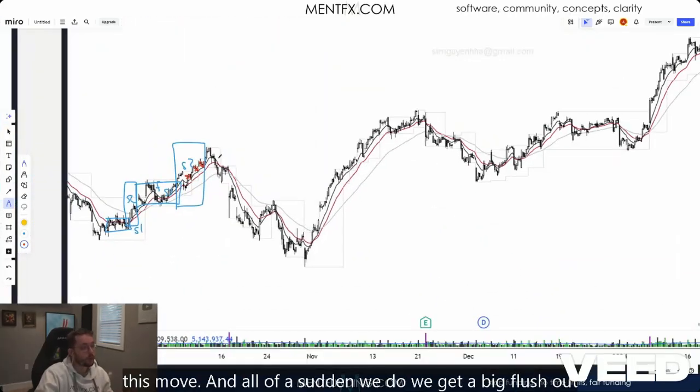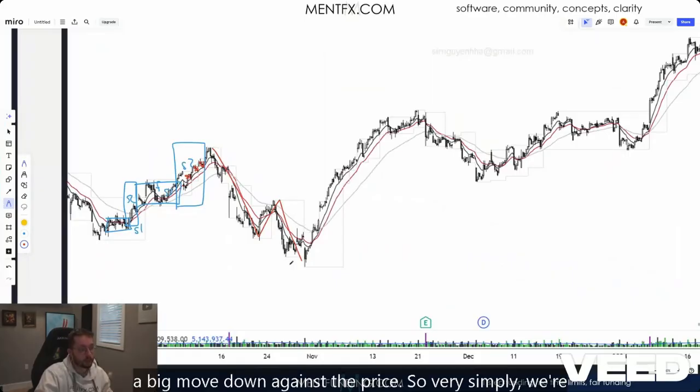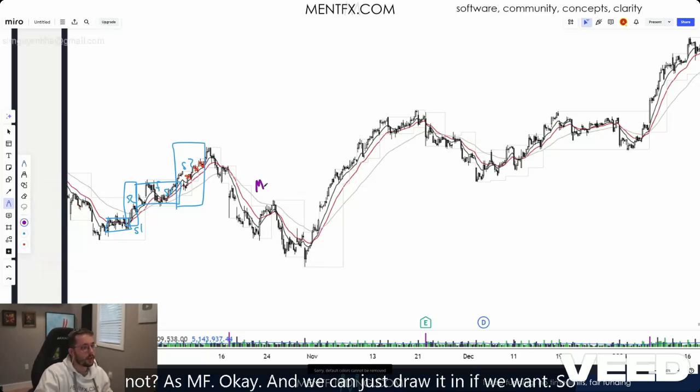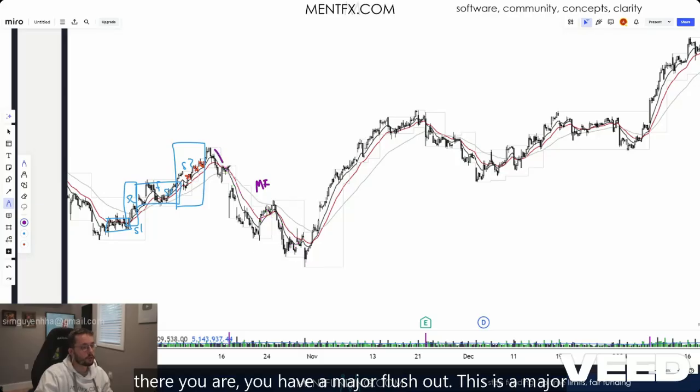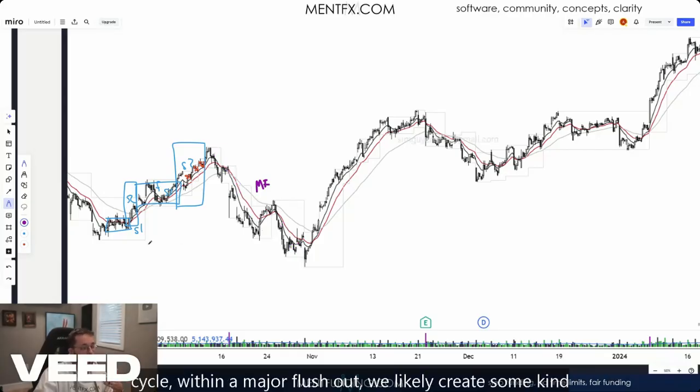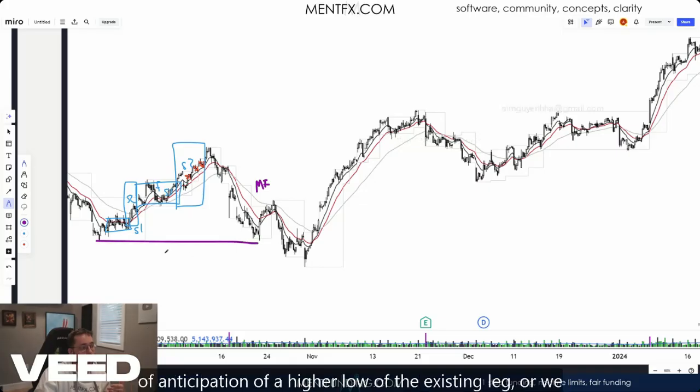And all of a sudden, we do. We get a big flush out, a big move down against the price. So very simply, we're going to label that in, let's say, maybe a purple color. Why not? As MF, okay? And we can just draw it in if we want. So there you are. You have a major flush out. This is a major flush out. That's all it is. And as we know, through the cycle, within a major flush out, we likely create some kind of anticipation of a higher low of the existing leg, or we do so later on at some point.